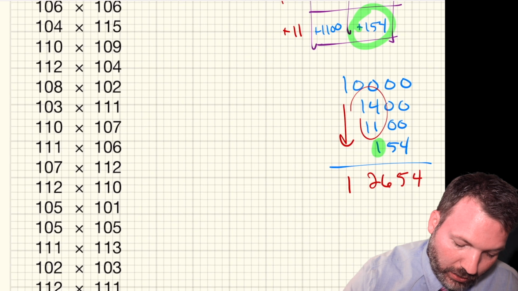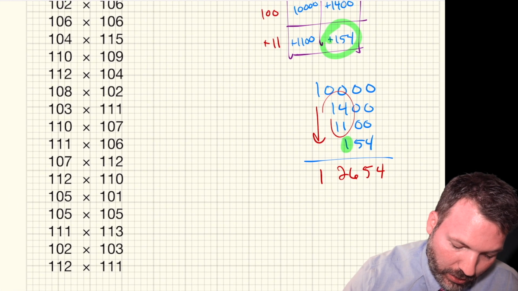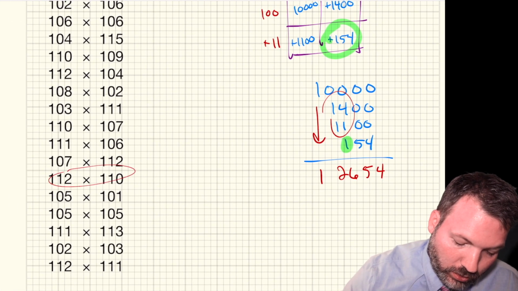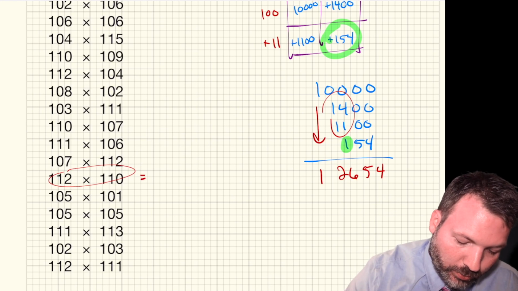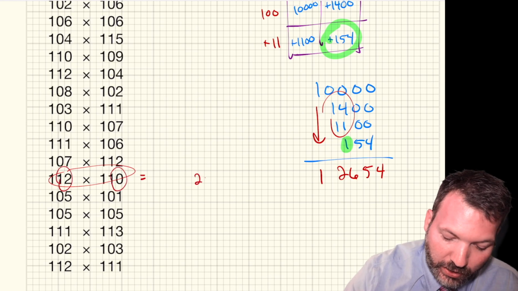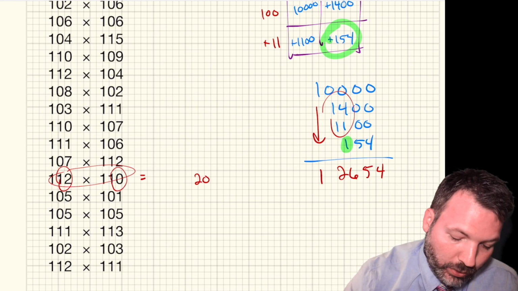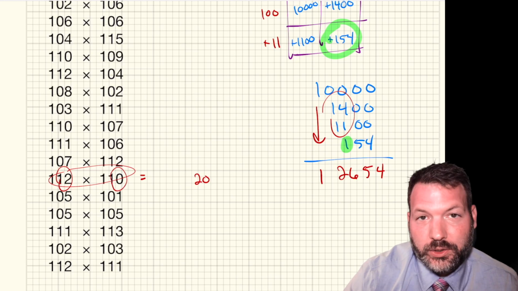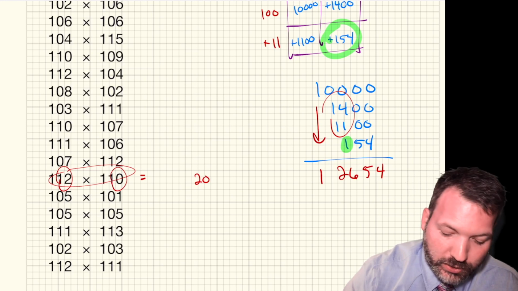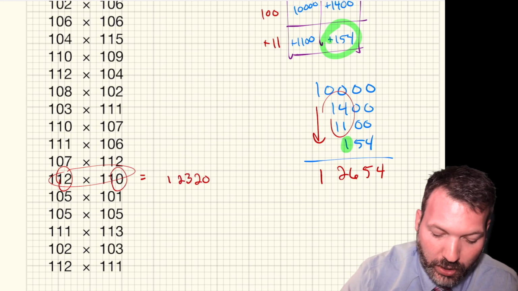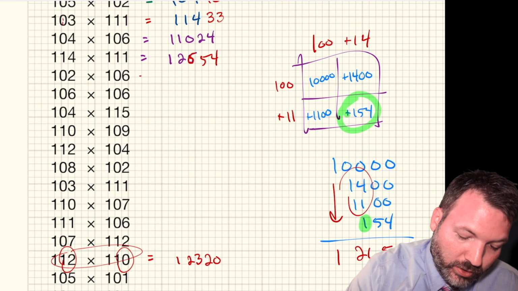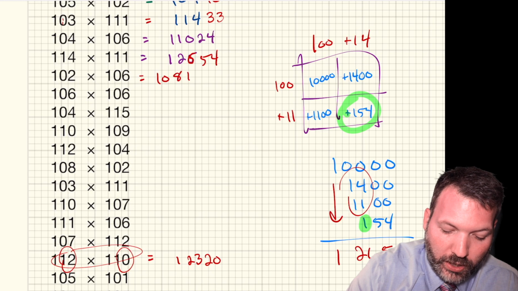Now again, this doesn't happen a lot. In fact, looking through my list, the next time I see it happening is really here, 112 times 110. And so sometimes it's better to start with the product. What's 12 times 10? It's 120, but I'm going to keep that 1 in my head as a carry. What's 10 plus 12, or plus 112, 122, plus the 1 carry, 123. And so that's going to be 12,320.